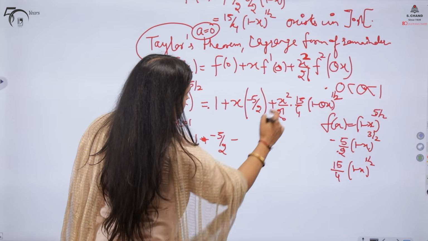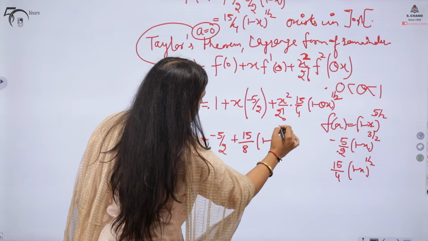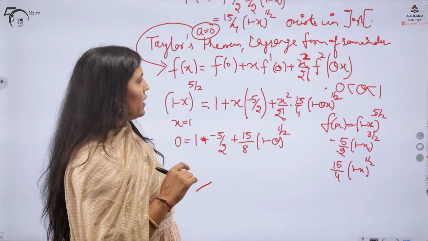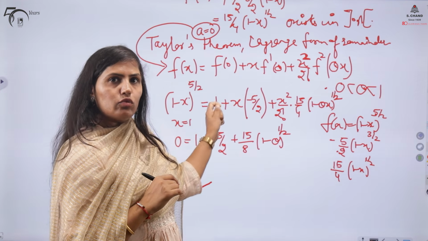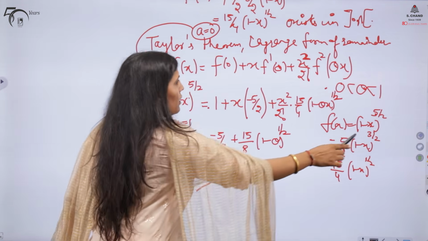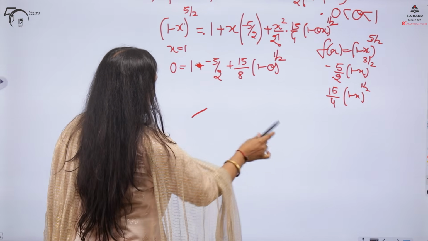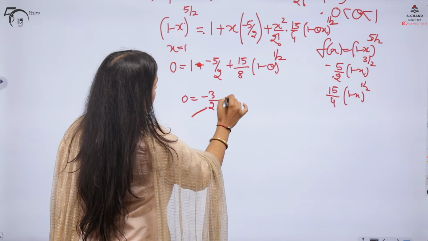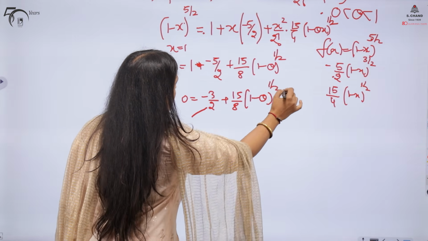Then this again will be 15 by 8, 1 minus theta to the power half. Just simplify it and check whether the value of theta we are getting from this expression is lying between 0 and 1. If it is, our purpose will get solved. Just simplify it. So, what will it give you? This will give you minus 3 by 2 plus 15 by 8, 1 minus theta to the power half.